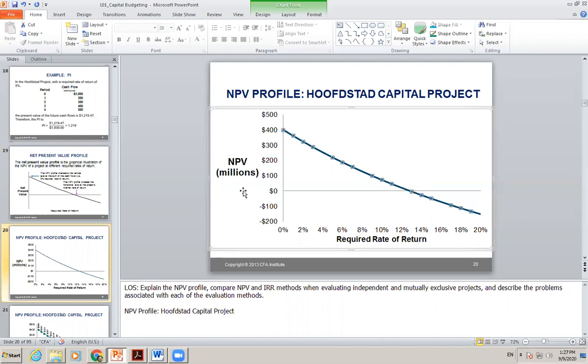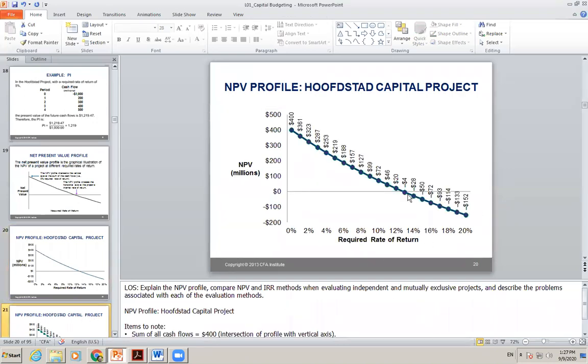So on the left-hand side, the y-axis is the NPV, and x-axis is required rate of return. So at this point, the NPV is equal to 0. So it is the IRR rate. So it's like 12 something point something.